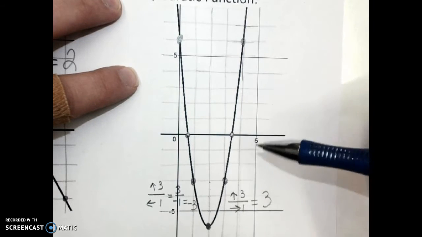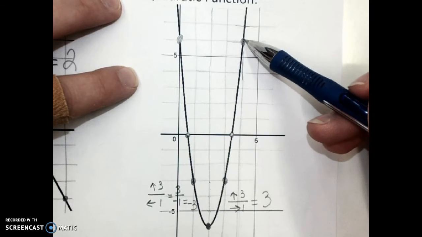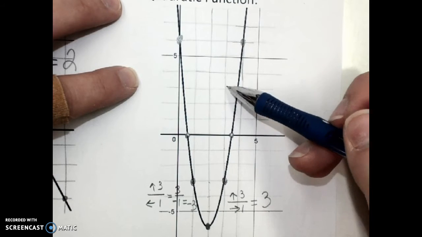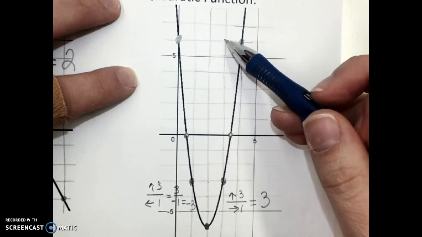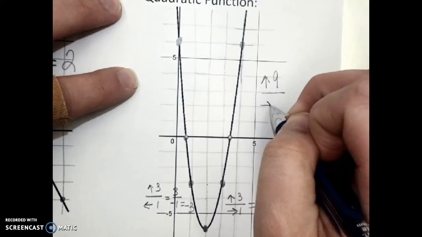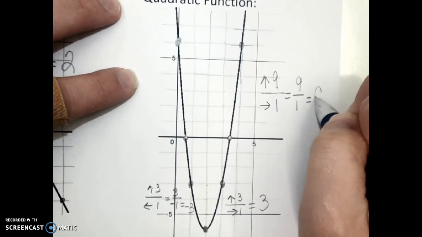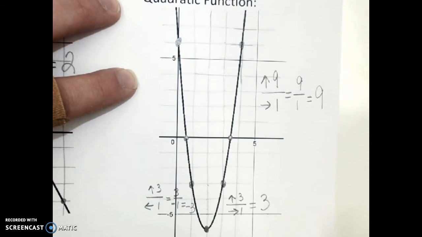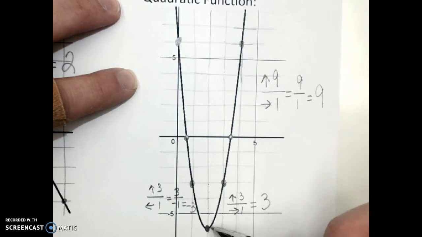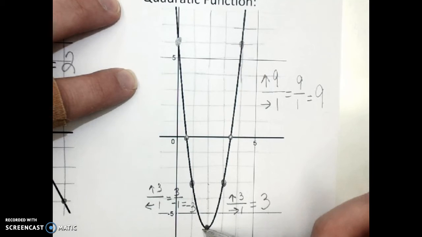Let's look from this point to this point. You would go up 1, 2, 3, 4, 5, 6, 7, 8, 9, and to the right 1. Up 9, right 1. Positive 9 divided by 1 is a rate of change of 9. These points have a rate of change of 9. These have a rate of change of 3. Between these points have a rate of change of negative 3.